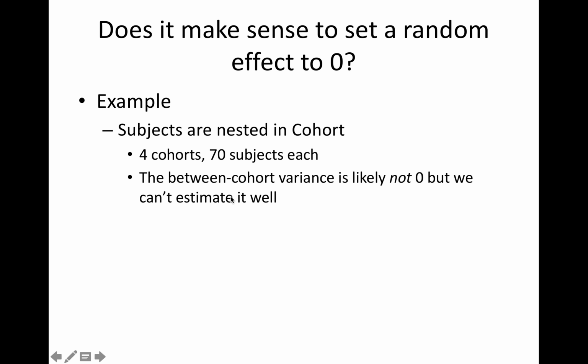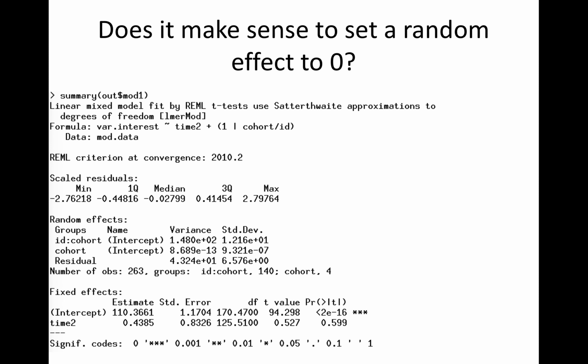So it would be nice to know if my between cohort variance is small enough that I can assume it's 0, then I can do a model where I don't have to have a random cohort effect. So that's kind of one way this came up for me. And actually here's what I'm talking about. This is with behavioral data. This is over time, 2 time points.